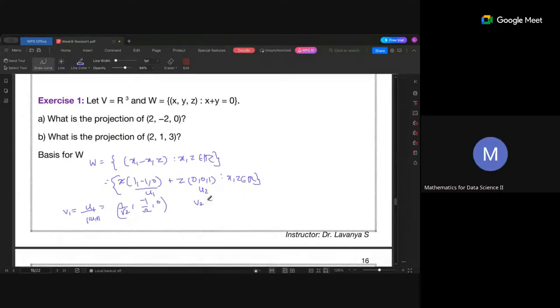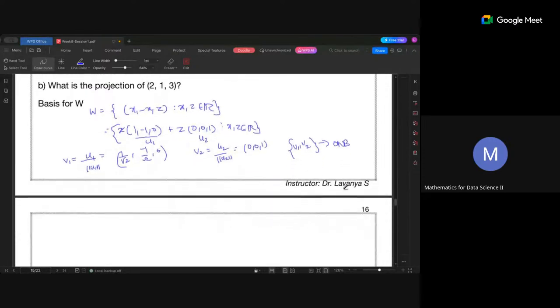1, -1, √2. And what is norm U2? 1, 1, 1. Okay. So now you see that V1 and V2 will form an orthonormal basis. So always the first step in projection is finding an orthonormal basis. After finding the orthonormal basis, you have to write the formula. What is the formula?